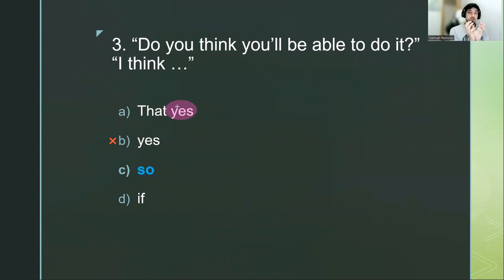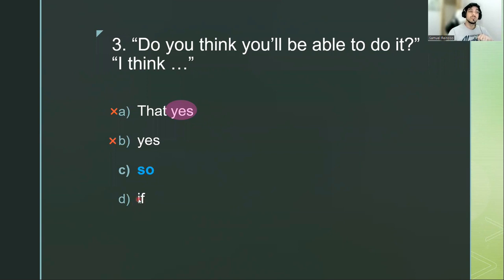Cuando está sola, okay? So we use yes alone, isolated from the rest of the words. It's like, yes, I think I will be able to do it. Yes, comma, okay? But separated. We don't use yes in a sentence. So again, that yes sounds Spanish, but is not correct. Two possibilities, D, if. If means sí in Spanish, but this sí is conditional.